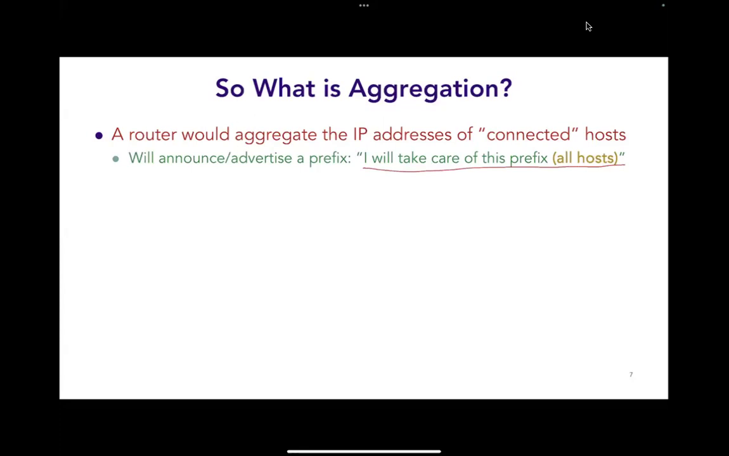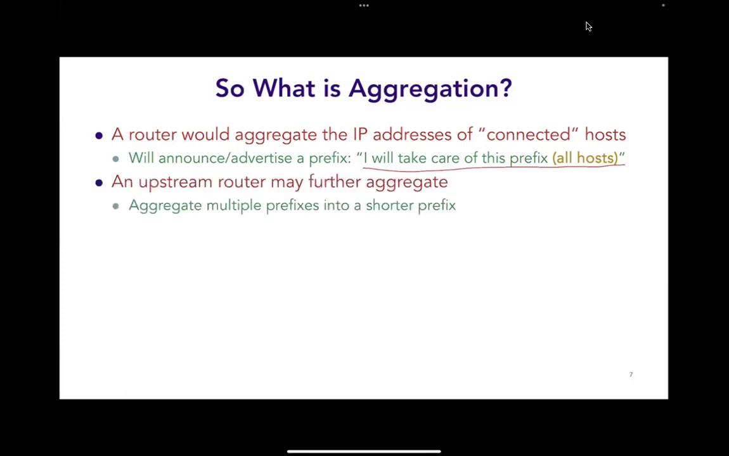And this prefix will be announced by this particular router and will be populated into the routing tables of other routers. So those other routers, when they see an IP address whose first several bits match this particular prefix, will forward that packet towards this router, and this router will be, as promised, responsible for delivery of the packet to the particular hosts. So an upstream router may further aggregate. As you can see, prefixes themselves can be aggregated with each other, and they might advertise a shorter prefix representing more hosts.